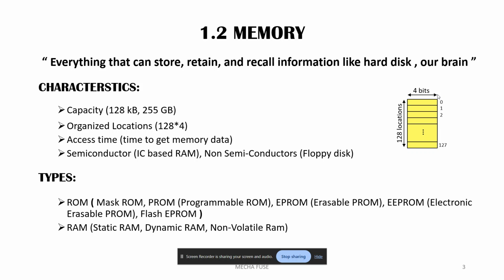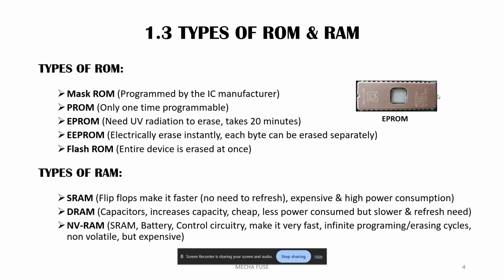Now moving toward the type of memory, there are two basic types of memories, ROM and RAM. The types of ROMs are mask ROM, which can only be programmed by the IC manufacturer, while another type is PROM, programmable ROM. This is only one time programmable. It means there is no code inside it. When you buy it, you have to put code inside it, but don't forget only one time. Sometimes it will be used inside your PCB by a company, and it is already programmed, so you can't program it again.